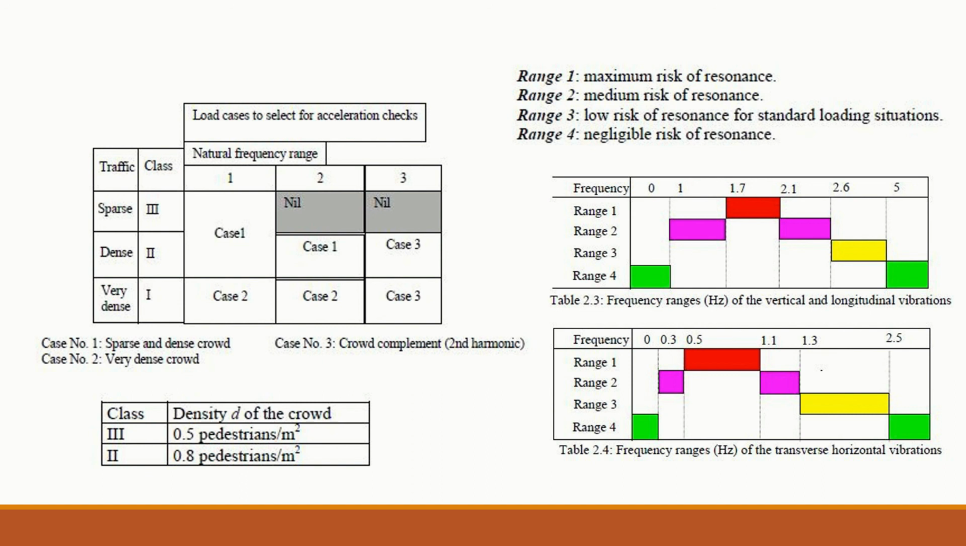For class 1, we use 1 pedestrian per square meter, class 2, 0.8 pedestrian, and class 3, 0.5. What I mean by pedestrian is the pedestrian load, which is 70 kilograms, 700 newtons. So this is the pedestrian load. Then, if it's above 5, there's no problem. So if it's under 5, here these are the risks that are compared to the range, if it's range 1, 2, 3, or 4. So if the frequency for the first or second harmonic is below 5, we should do an acceleration calculation here.